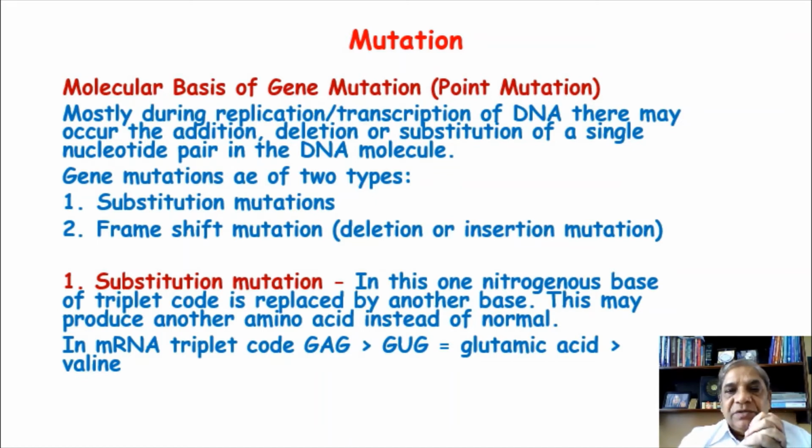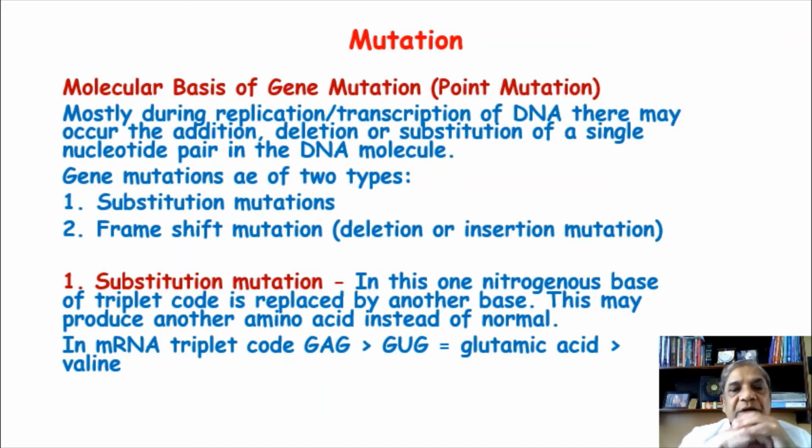In this triplet code, only one out of the three nitrogenous bases is replaced by another base. For every amino acid, the triplet code is fixed. But when it is replaced, that amino acid will not form; a new amino acid will form instead. This may produce another amino acid when the triplet code is replaced, instead of the normal one which was already there in the sequence.